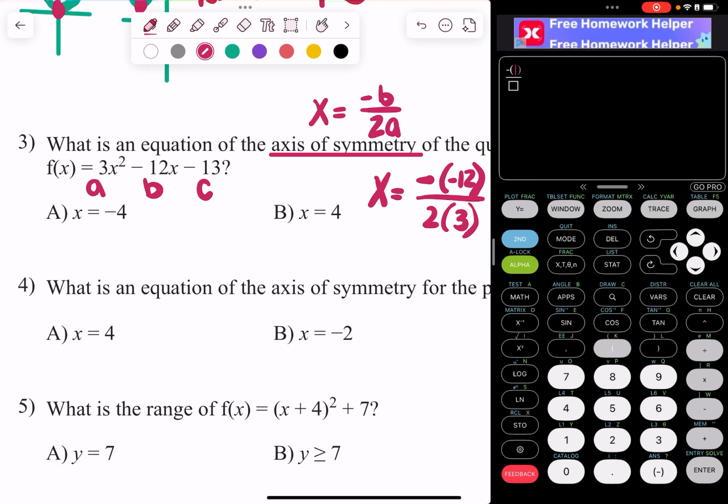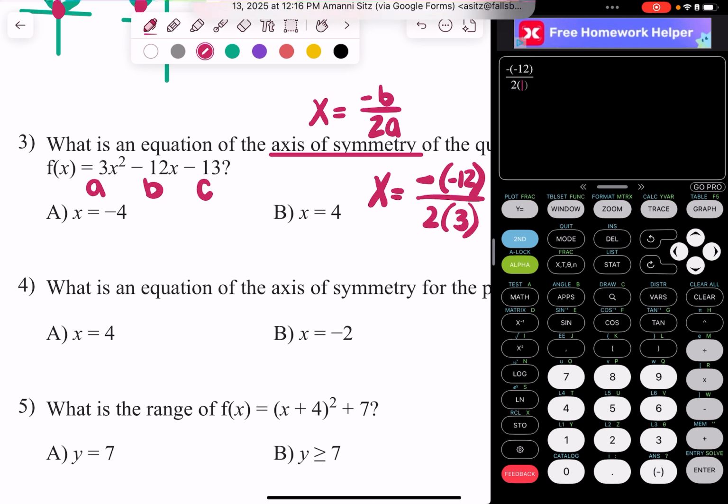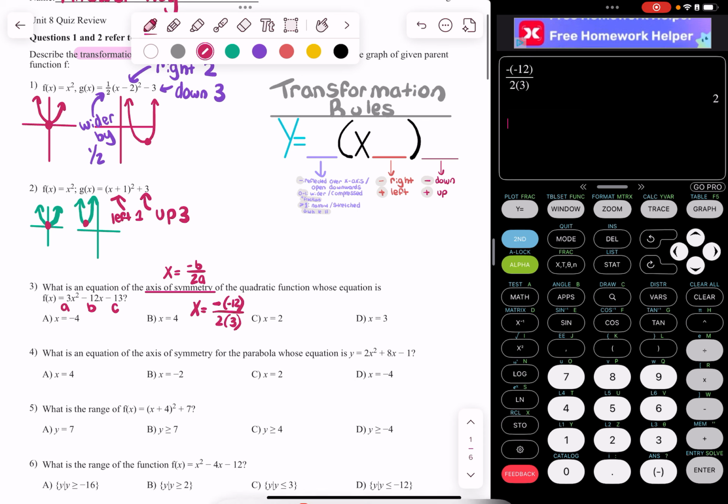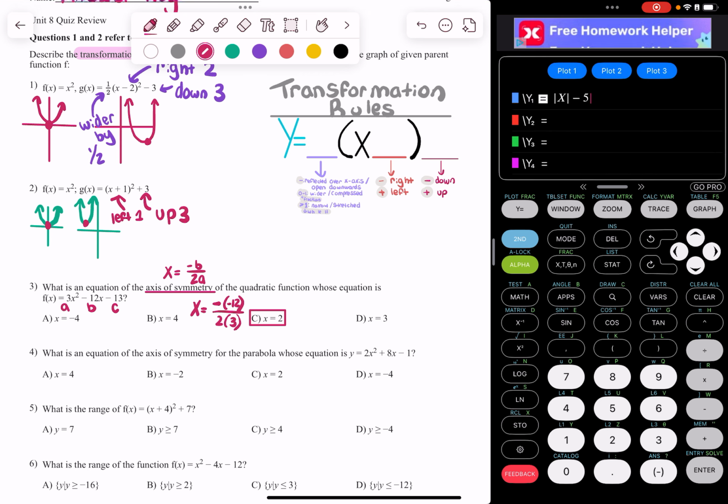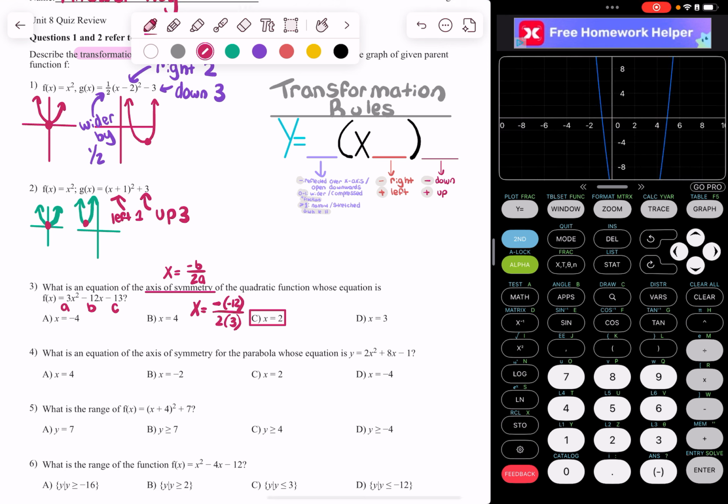We're going to write down negative 12 over 2 times 3, 2 parentheses 3. And the answer that we get is number 2. So x equals 2. Another way that you could have done this is to graph 3x squared minus 12x minus 13, and look at a picture of the graph. When you look at the graph, if you zoom out, you'd be able to see that to split the graph in half, it would go through x equals 2.